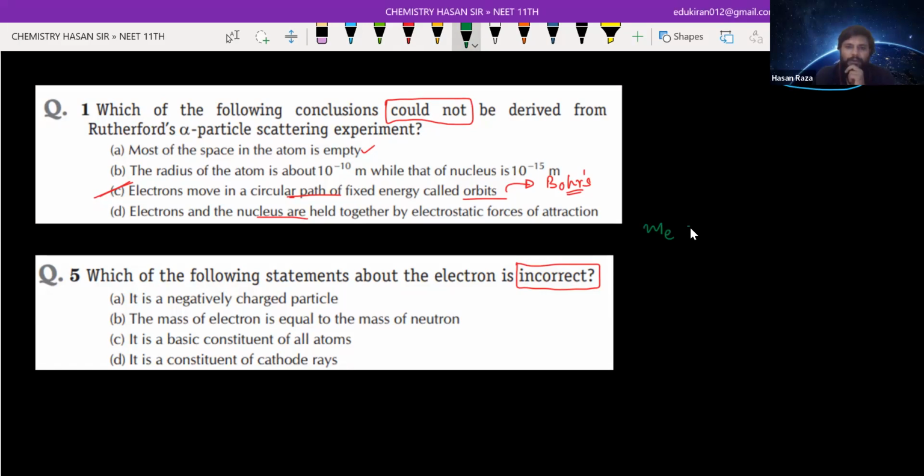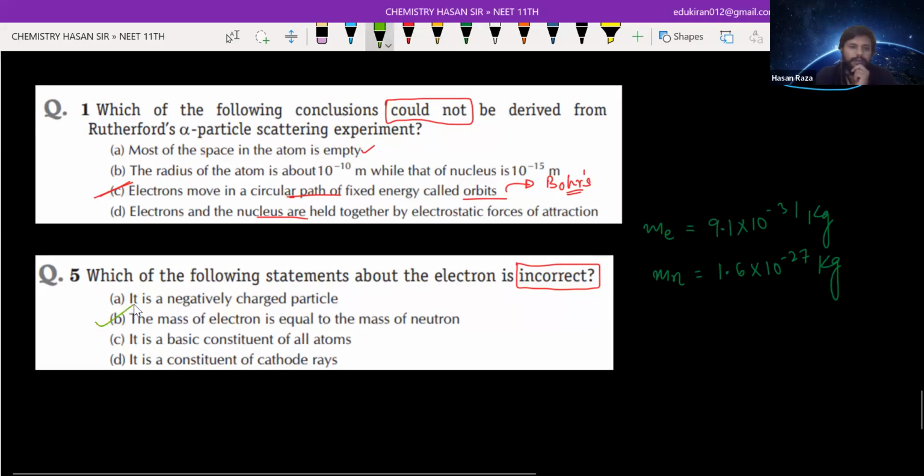Mass of electron is equal to 9.1 into 10 raised to the power minus 31 kg, and mass of neutron is equal to 1.67 into 10 raised to the power minus 27 kg. And here in the statement, it has been given, Khudeza, very good, and Siddhika, very good. So the incorrect statement is this.